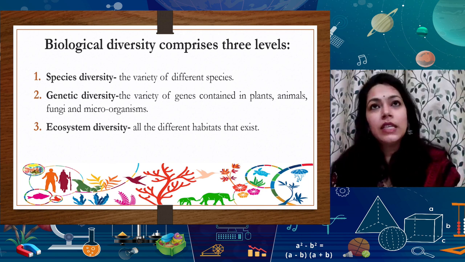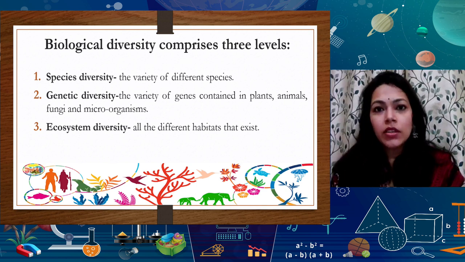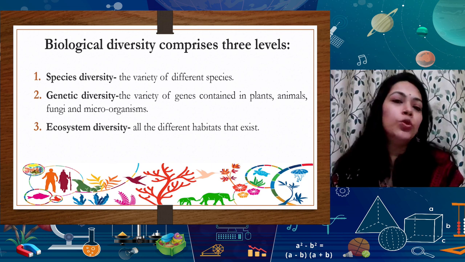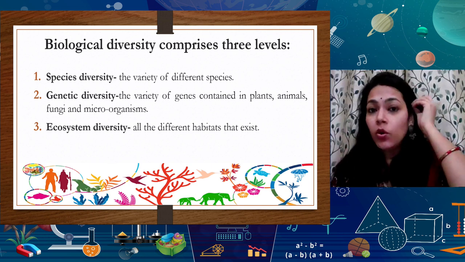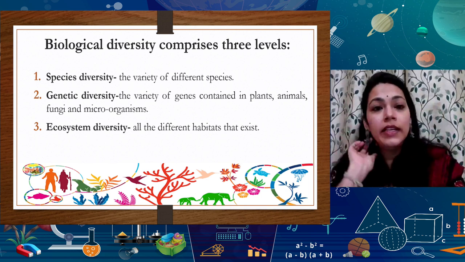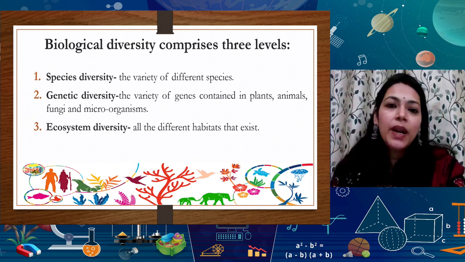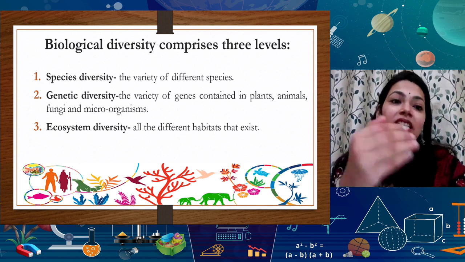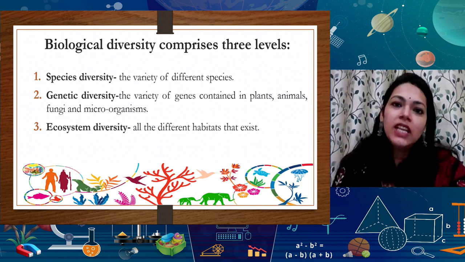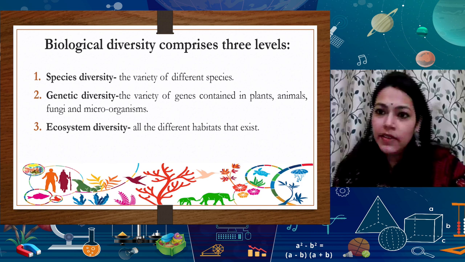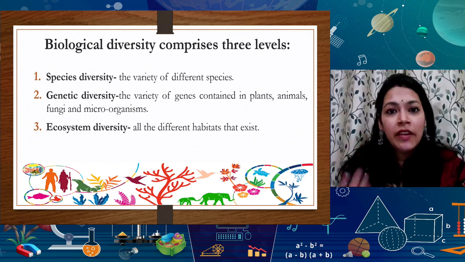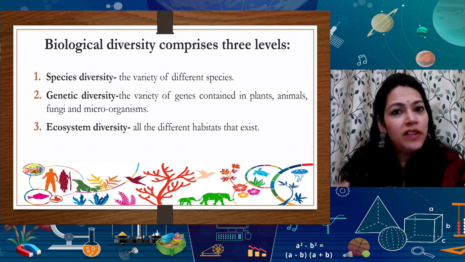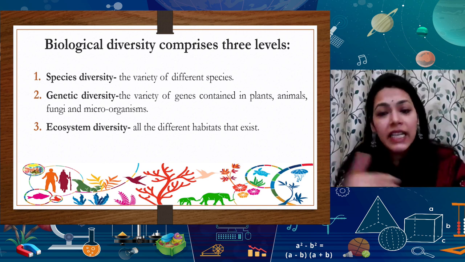I think the calculation is approximately 10 million species on Earth, and out of that we just know 1 to 2 million species. So many species are there which we don't know. So much diversity is there in terms of species. And apart from that, as I just mentioned, there is genetic diversity also. Within one species, all the individuals are not the same. For that matter, no two siblings are the same. We may be children of the same parents, but we are not the same, because genetic diversity is there.